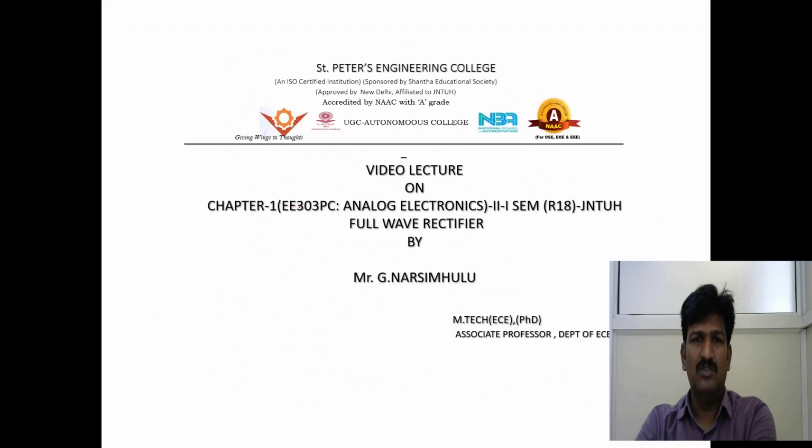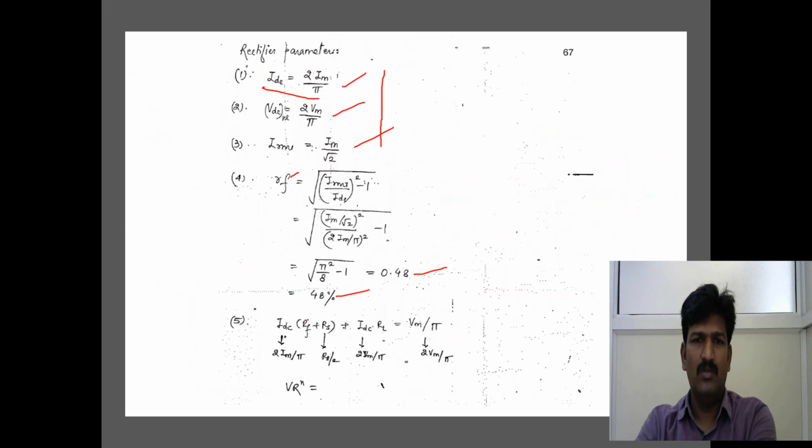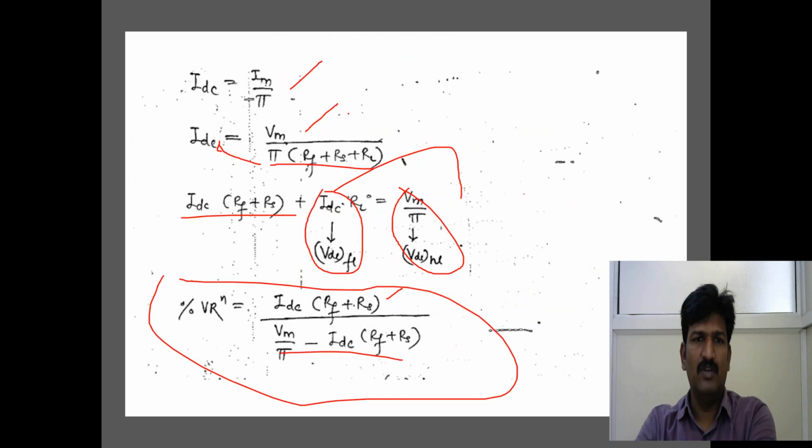Let us go through this once again. This IDC is going to be equal to 2 Im by pi, but there it was IDC equal to Im by pi. Once you see this, you can understand what I mean to say. IDC is Im by pi, and now you are replacing it with IDC equal to 2 Im by pi.